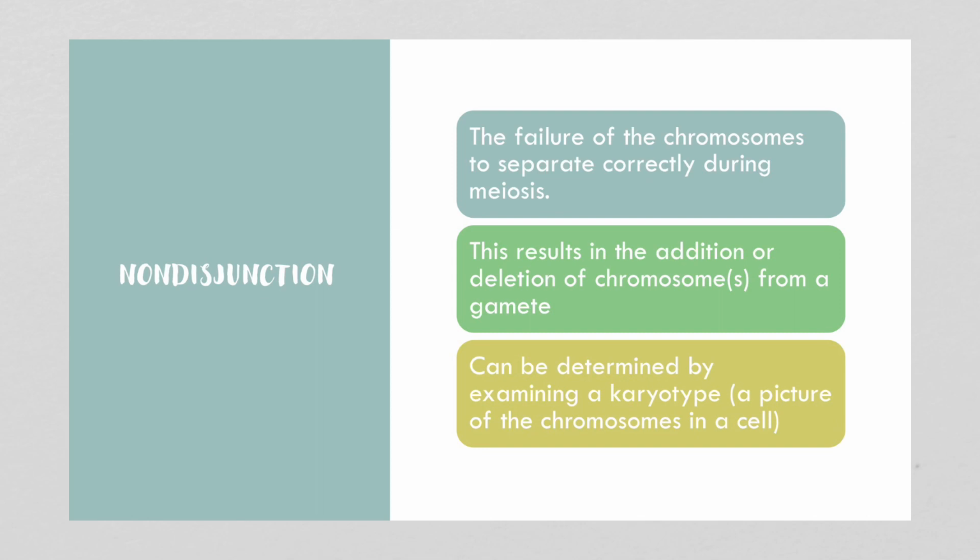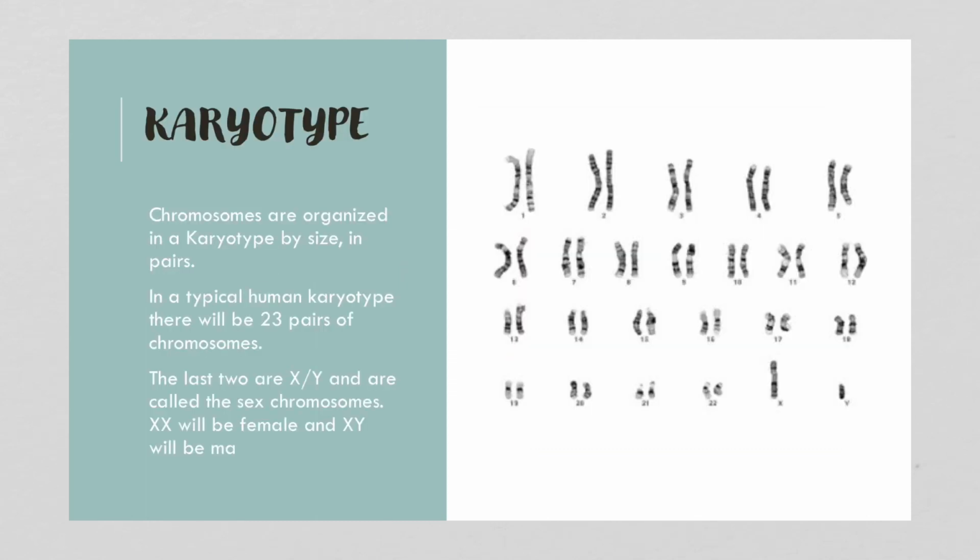The only way you can determine that has happened for sure is by performing a karyotype, which is where you take a picture of the chromosomes in a cell. So this is what a karyotype looks like. And this is a karyotype for an individual that hasn't had non-disjunction occur.